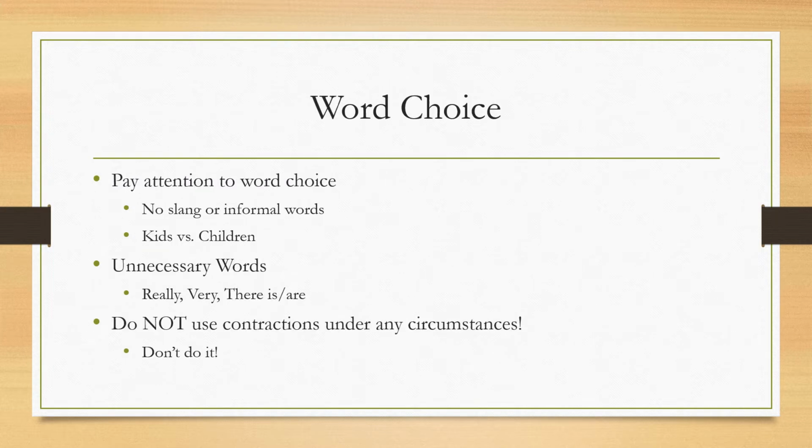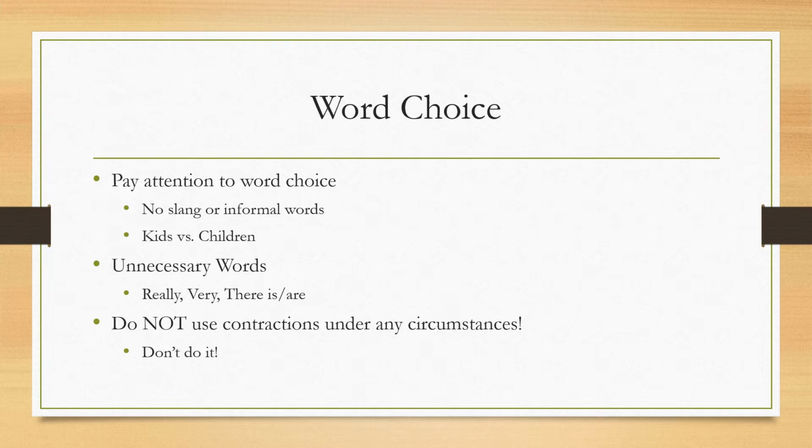Next, we have word choice. So this is really important to pay attention to your word choice whenever you're doing formal writing. So you don't want to use any slang or what are considered informal words. So an example of this is like kids versus children. So kids is really an informal way to say children, just like mom would be an informal way to say mother, and that type of thing.